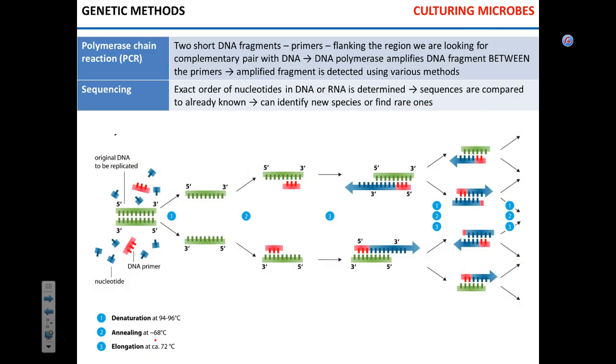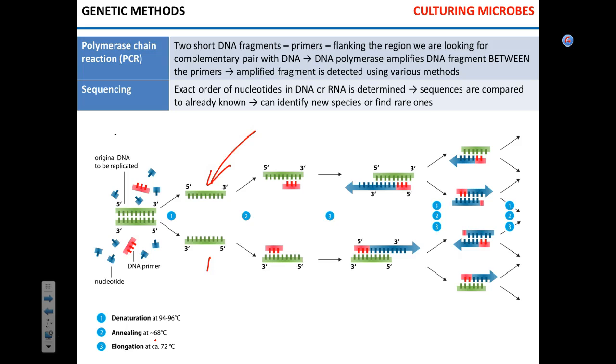Genetic methods. Two things that we're going to talk about are polymerase chain reaction and sequencing. So what is PCR? DNA consists of two strands, right? What is the basic major feature of those two strands? They are complementary, right? So you can make a copy of each strand. PCR is based on the principle of complementarity.